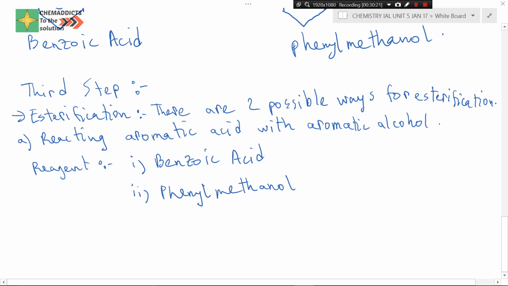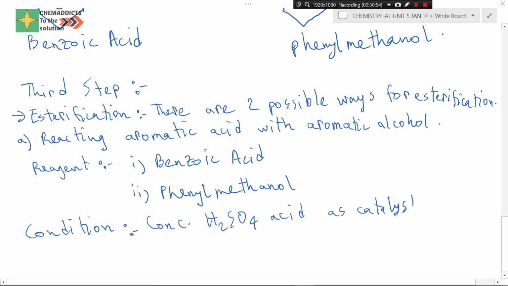Okay, so here we are going to have a condition. Just like a normal esterification, the condition is concentrated sulfuric acid as a catalyst and heat. Okay, concentrated sulfuric acid as catalyst and heat, that's the condition.